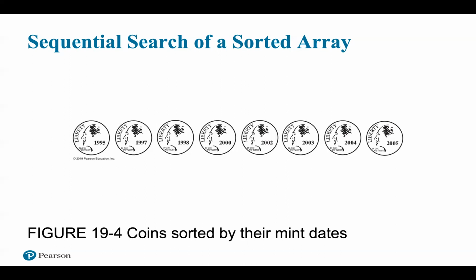Should you keep looking? If the coins are sorted into ascending order and you have reached the one dated 2000, you will not find 1999 beyond it. If the coins were not sorted, you would have to examine all of them to see that 1999 was not present.